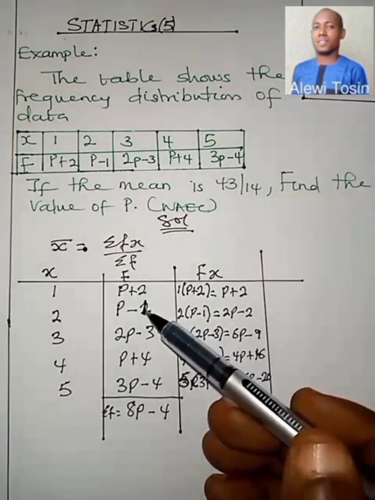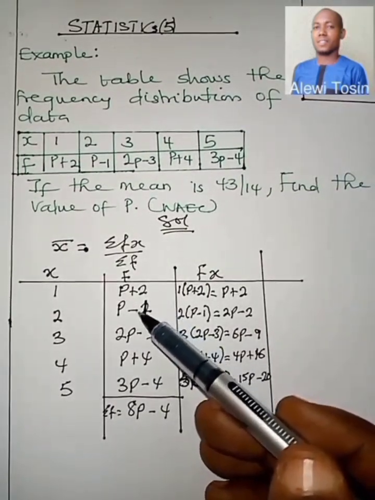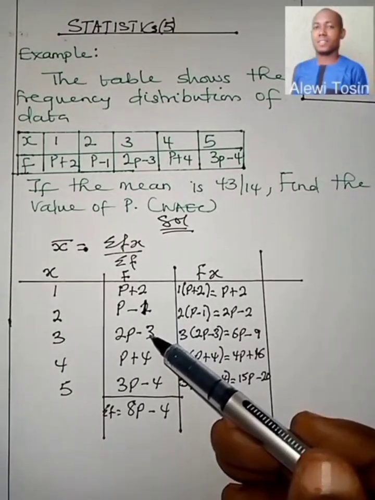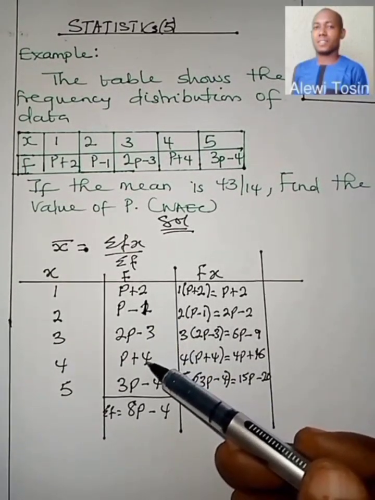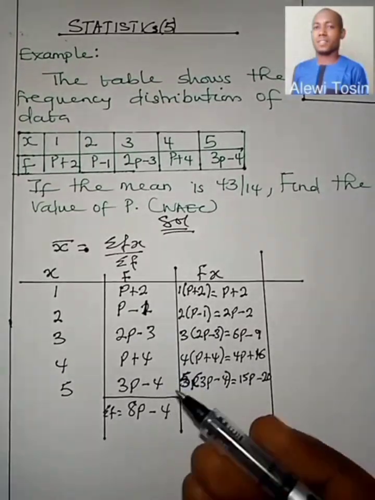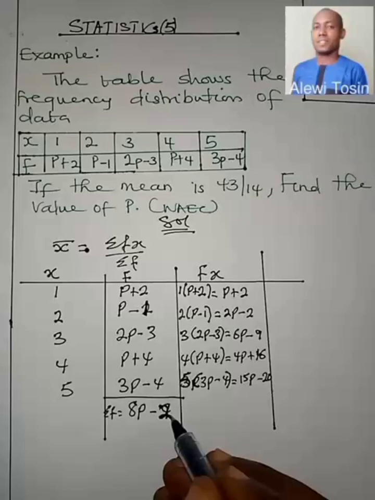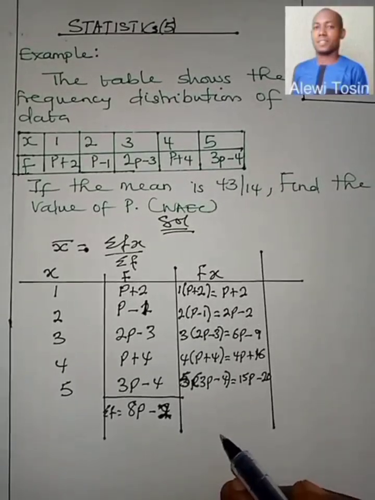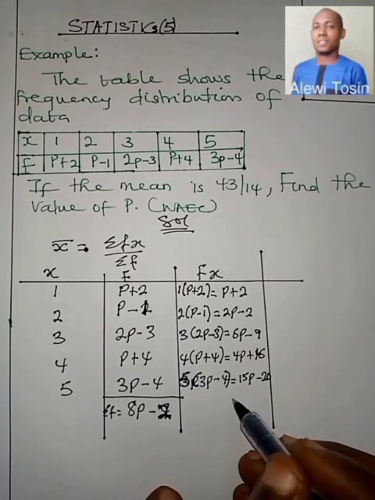I think there is an error here. Plus 2 minus 1 is plus 1. Plus 1 minus 3 is minus 2. Minus 2 plus 4 gives plus 2. Plus 2 minus 4 should be minus 2. So let's take note of that. It should be minus 2.